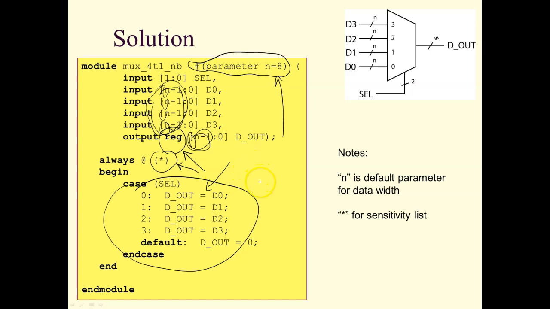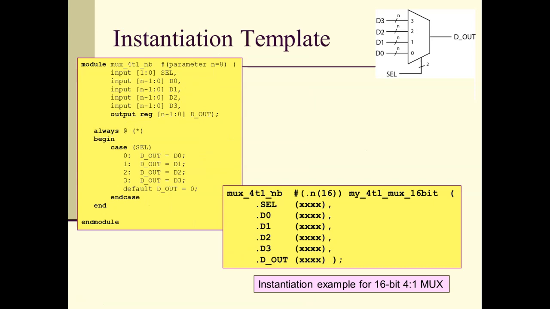Like I said, it's very much like the non-generic solution, but the important part here is how I instantiate this thing. So here's my code from before, and this is how I'm going to instantiate it. Typically speaking, I put an instantiation template up in the comments of these modules, such that I can just cut and paste these things. What I'm going to do is take this module here and instantiate it as a 16-bit 4-to-1 mux.